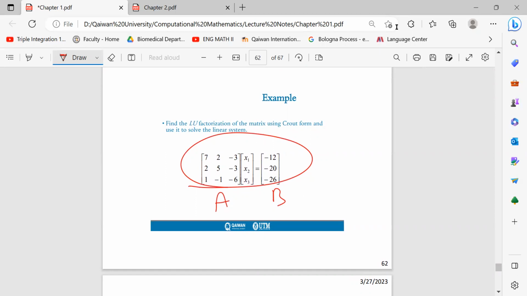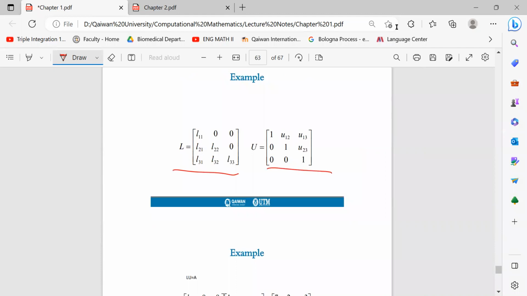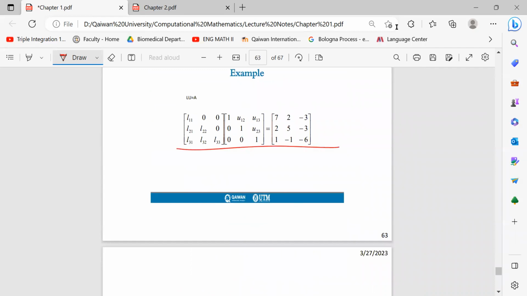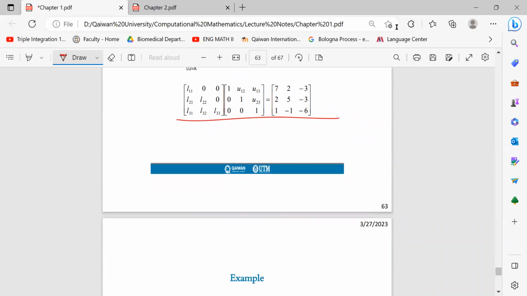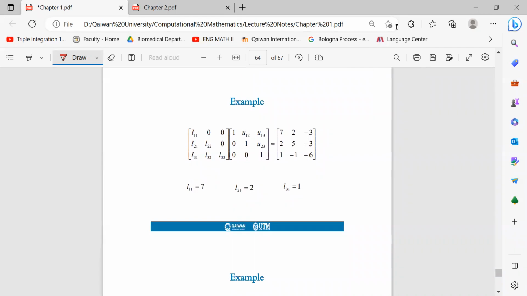So here, in L, on the diagonal, we have L11, L22, L33. But in U, we have ones for the diagonal elements. This is L, and that's U. We need to find these elements. We say L times U equals A. Now we do these multiplications to get the values of L11, L12, and all the L's and U's.